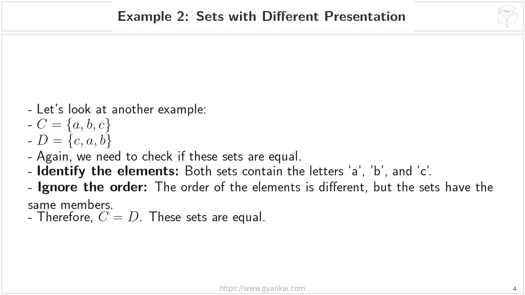Both sets are equal because they have exactly the same elements, regardless of the order in which those elements are presented. Keep this in mind as we move forward, because we'll soon look at a slightly trickier example involving repeated elements, where the number of times an element appears becomes important. But for now, you should be comfortable recognizing that different orderings don't change the equality of sets.